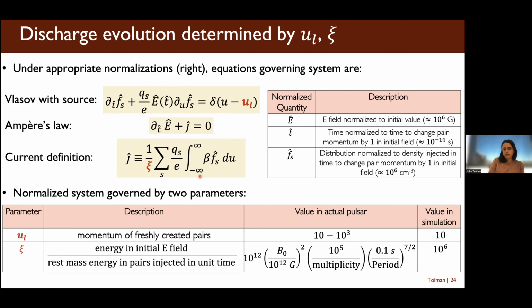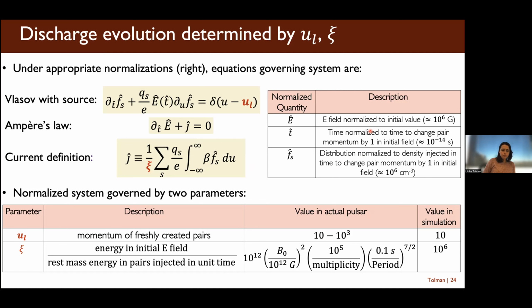And then you define a plasma current, right? So when you take the normalizations appropriate to our system, which you can see on the right side of the slide, you find that actually the only parameters that survive are two. One of them is UL, the momentum of the freshly created pairs. The value for this in an actual pulsar is about 10 to 1,000, and in our simulation, we just take 10.